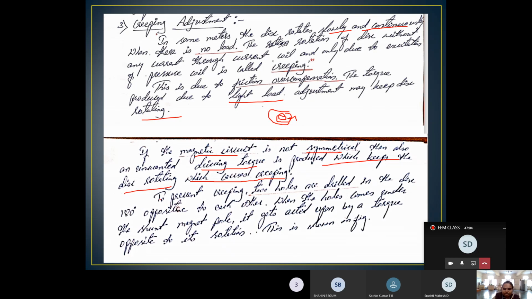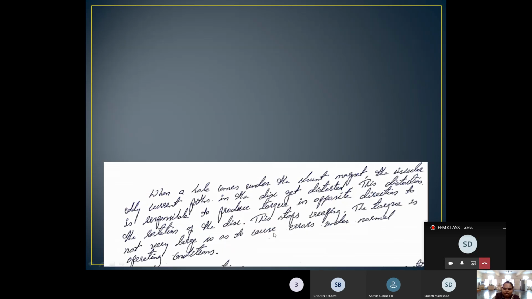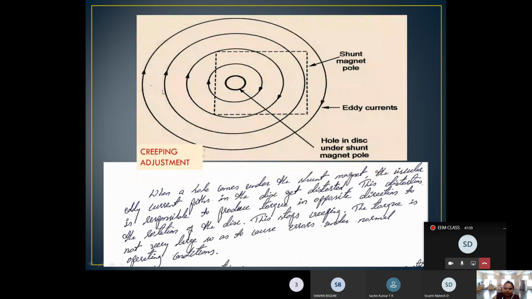Okay, how is it going to be prevented? To prevent the creeping, two holes are drilled, meaning making two holes in the disc, at 180 degrees opposite to each other. When the holes come under the shunt magnetic pole, the disc gets acted upon by a torque opposite to its rotation. How is it done? Here is the hole in the disc under the shunt magnetic pole.